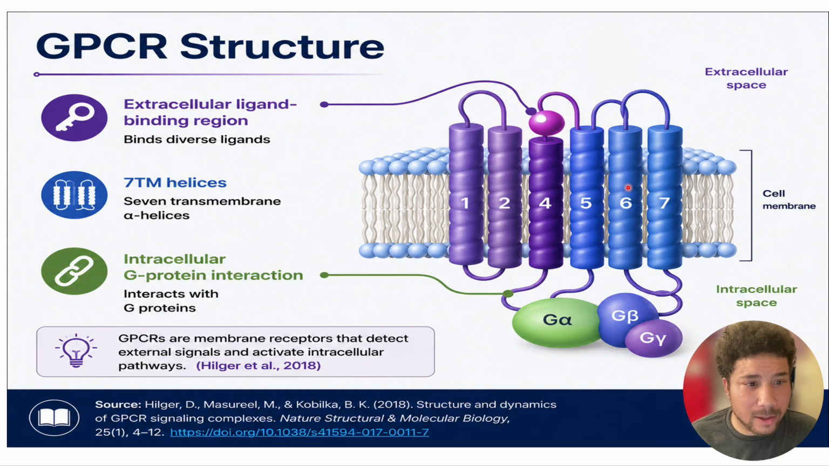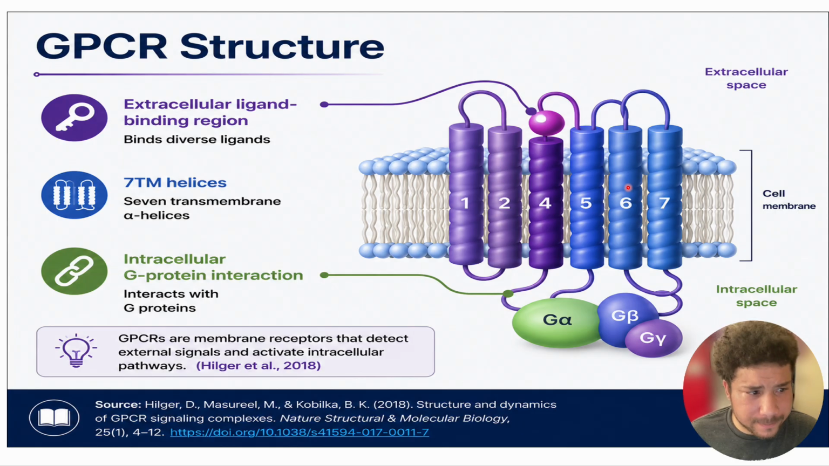Depending on the GPCR, the ligand may bind within the pocket formed by the transmembrane helices, to the extracellular loops, or to a larger extracellular domain. The intracellular loops and carboxyl terminal region are especially important for the interaction with G proteins and regulatory proteins.